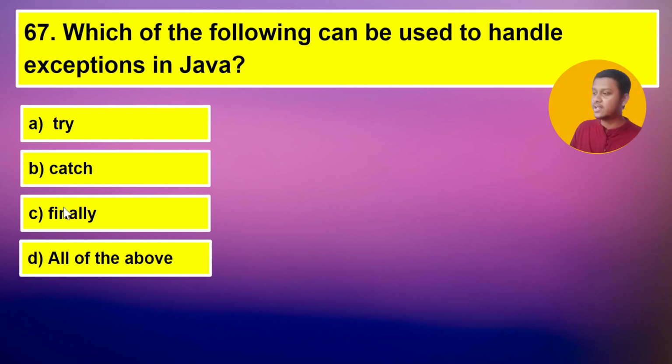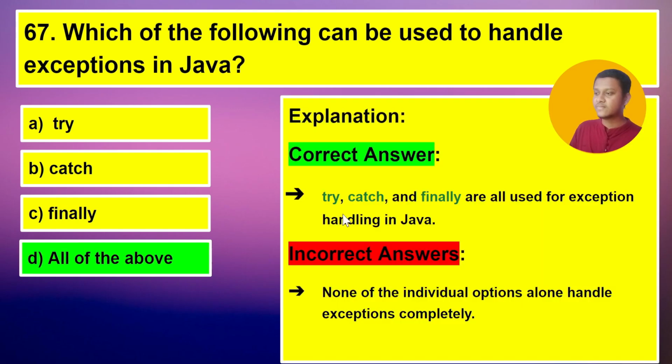Our next question is, which of the following can be used to handle exceptions in Java? Try, catch, finally, or all of the above. So here the correct answer is all of the above. As you can see in the explanation, try, catch, and finally are all used for exception handling in Java.